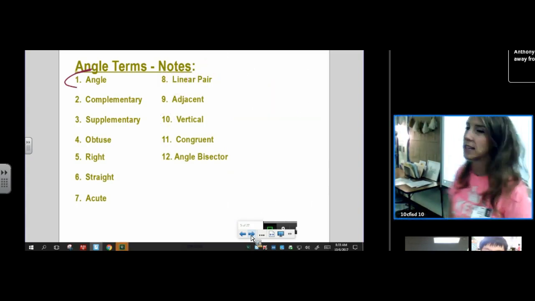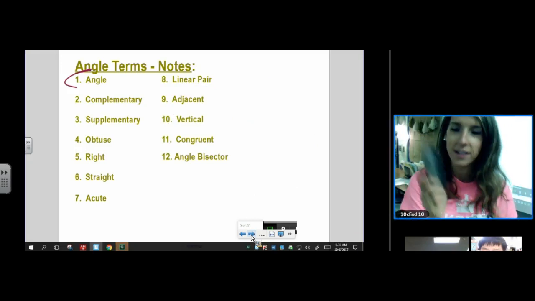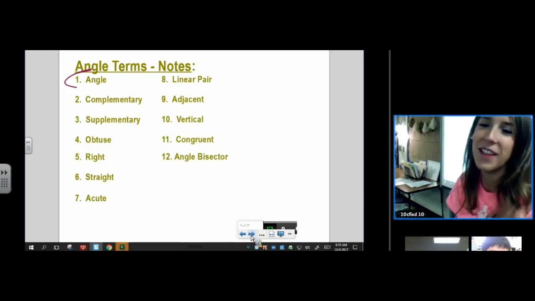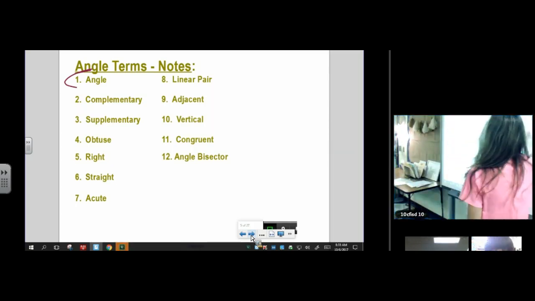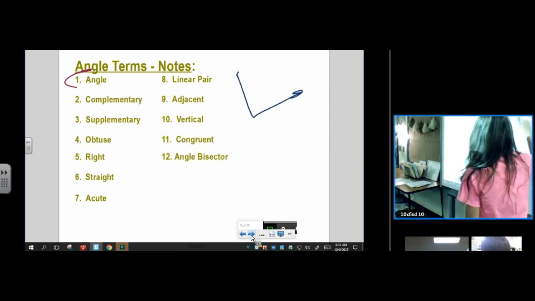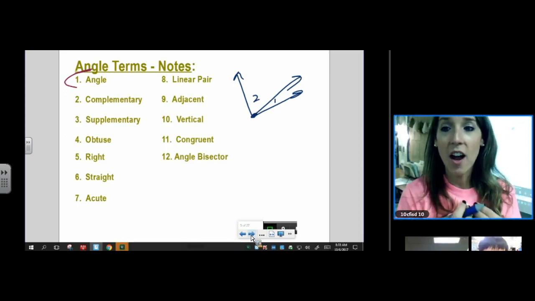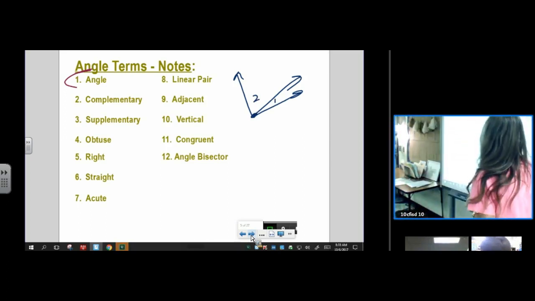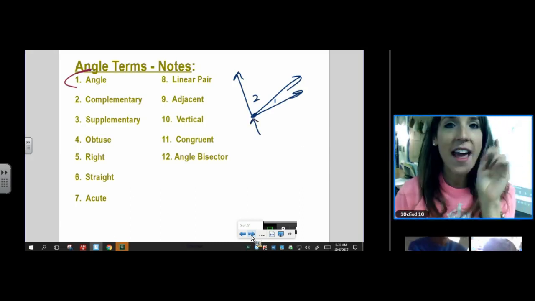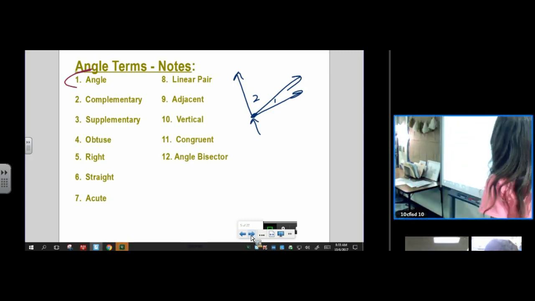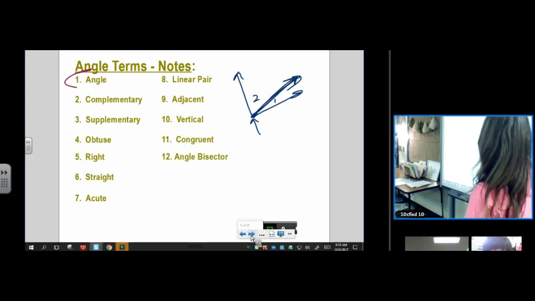Okay, adjacent means next to. I say adjacent, you say next to. Adjacent. Next to. Adjacent. Next to. Okay. Well, next to, like T-O. So, two angles that are adjacent, like angle 1 and angle 2, are two angles that share a vertex. That's what this is called. They share a vertex, and they also share a ray. That's really important. See how angle 1 and angle 2 have this ray in common?